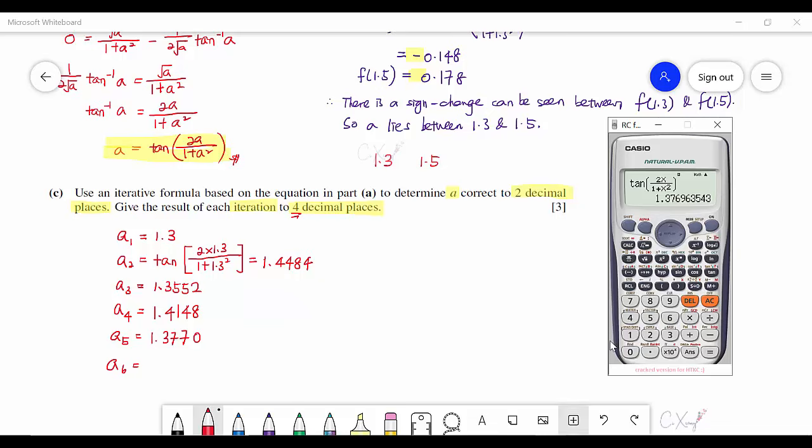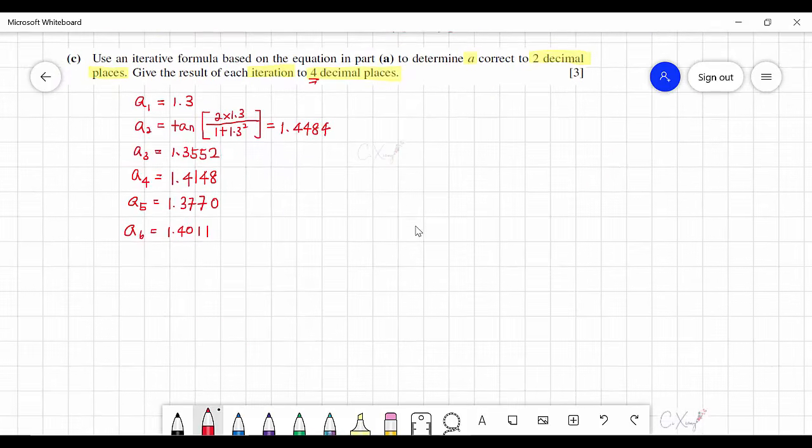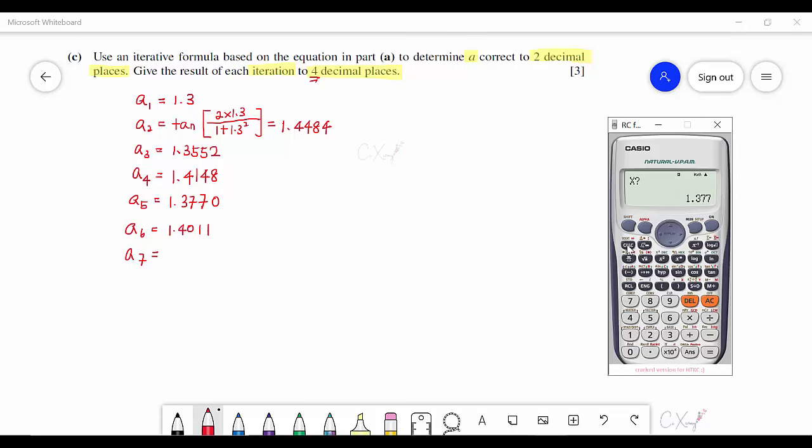Okay, then continue again. Calculate 1.3770. Then press equal sign one more time. And then you get 1.4011. Is it the answer already? If you double check with the 2 decimal places, they are not the repeated value yet. So we will continue until we get a repeated 2 decimal places value. Right, then calculate again 1.4011. Then equal sign. Okay, then next one is 1.3858.